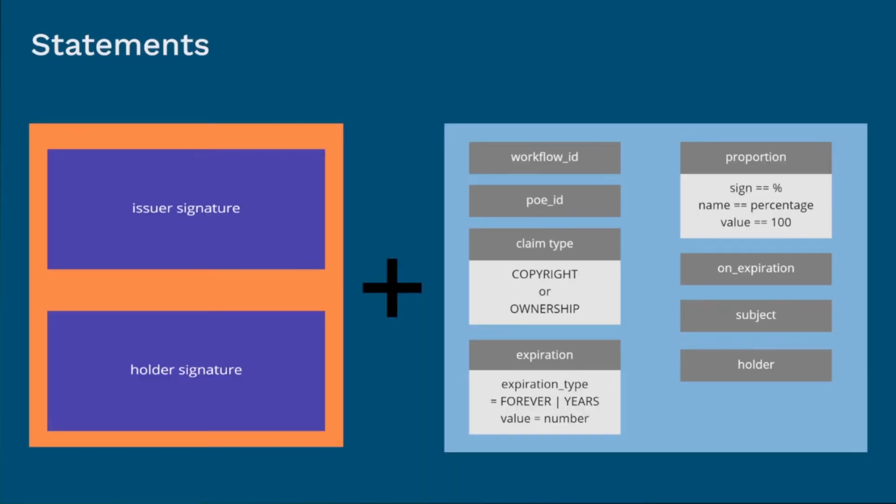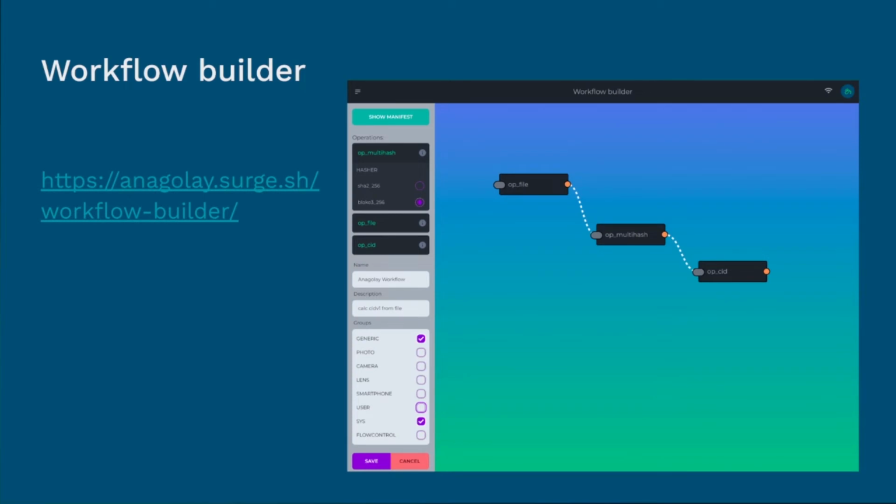Now that we know what claims are, let's talk about statements. This is the final product of any process that intends to store any kind of right on Anagolay. The signatures are produced by the user, who is a holder, and a dApp, an issuer. The signatures are created by signing the claim. Let's continue now to a demo that is going to show how to create a workflow with the workflow builder.